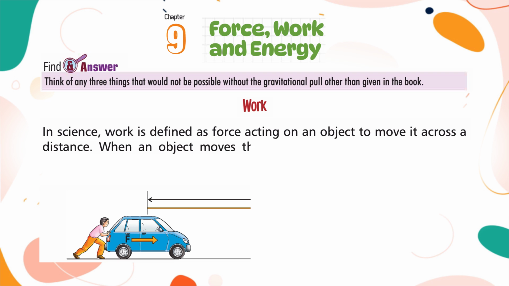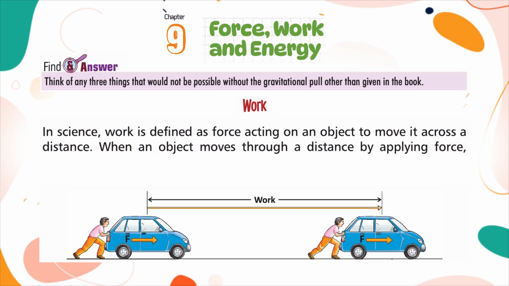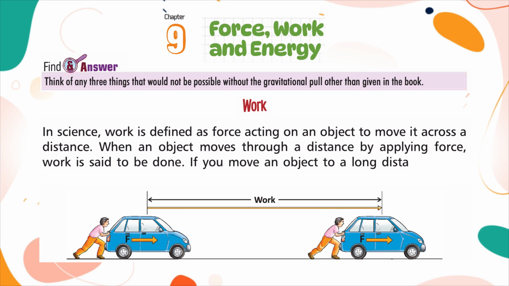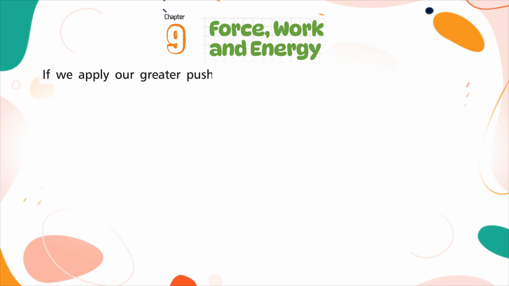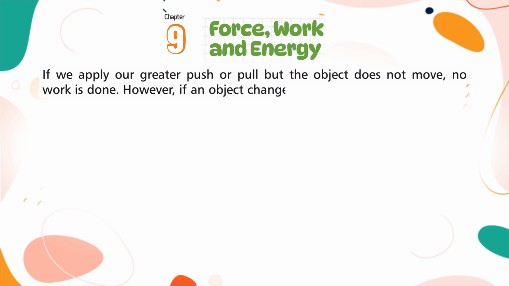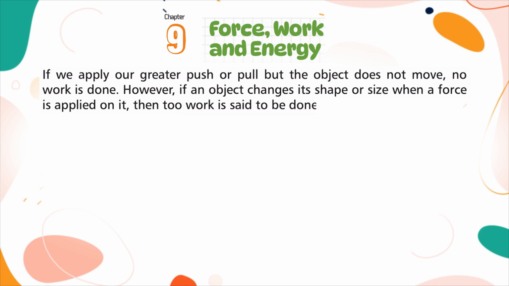When an object moves through a distance by applying force, work is said to be done. If you move an object a long distance, more work is done than moving it a short distance. If we apply a greater push or pull, but the object does not move, no work is done. However, if an object changes its shape or size when a force is applied on it, then too work is said to be done. Work is equal to force times distance.